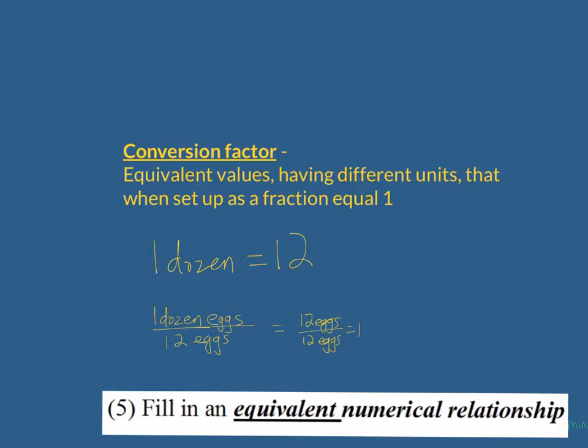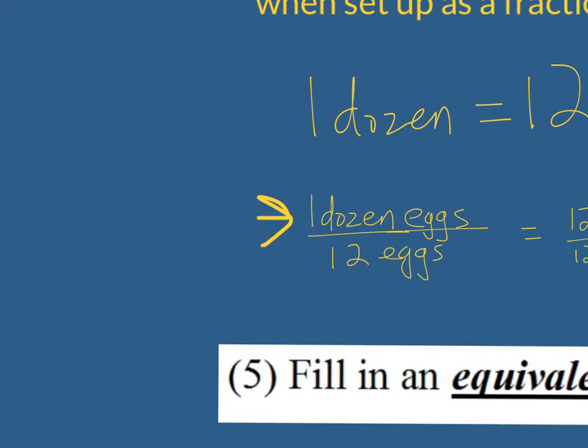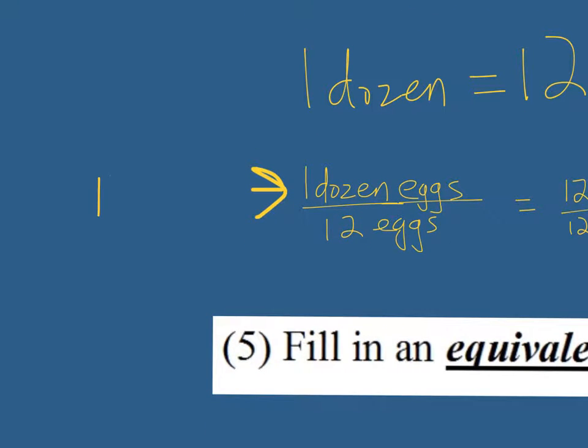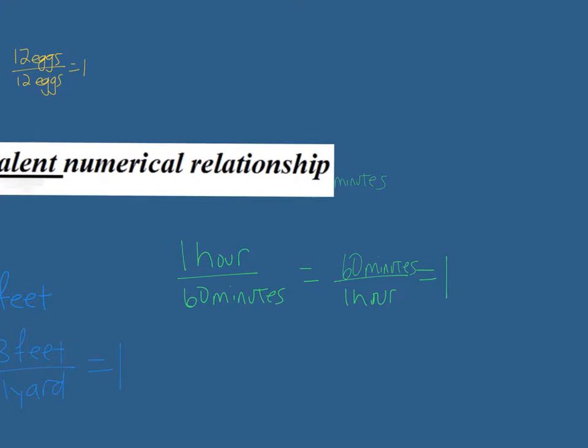conversion factor here. Instead of having the 1 dozen eggs on top, I can have the 1 dozen on the bottom. I could write it as 12 eggs over 1 dozen. And the only reason why I would flip it like that is depending on what unit I needed in my answer. The unit that I want to get to is always in the upper right-hand corner, so that's what would tell you what goes in the numerator, right? So we have other examples here.